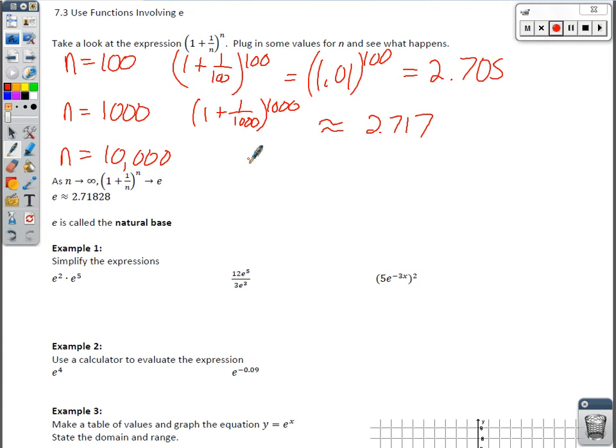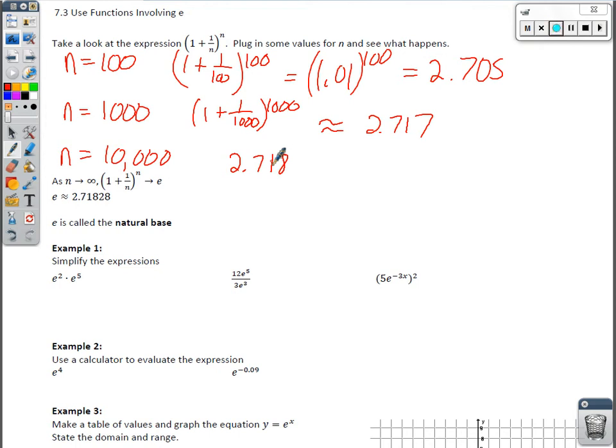I'll stop doing calculations here now, but if you do the same thing with n equals 10,000, you get approximately 2.718. And this is the number we're getting to. So this is a new number that we're talking about. We call it e. One of the ways it's derived is from this expression here. As you plug in bigger and bigger numbers, you get closer and closer to e.